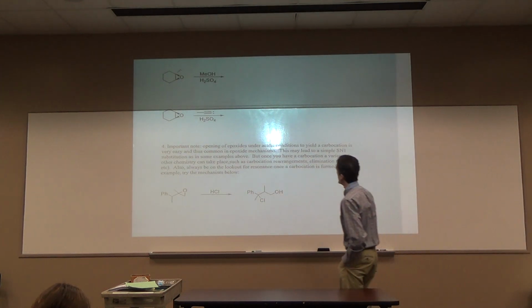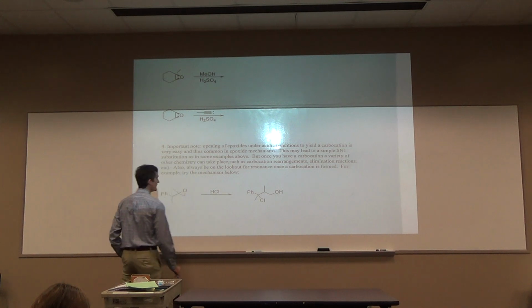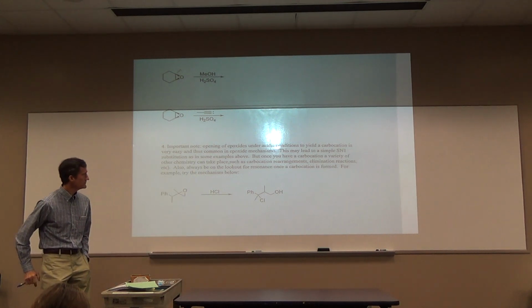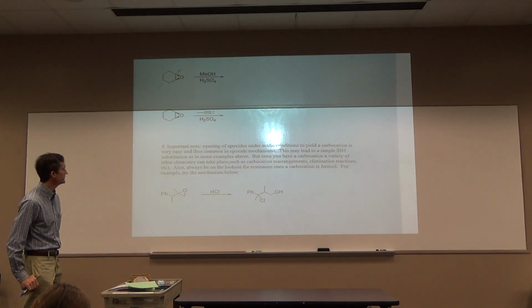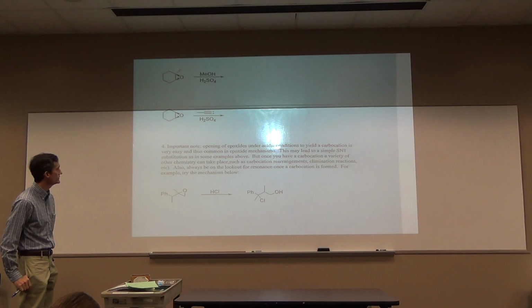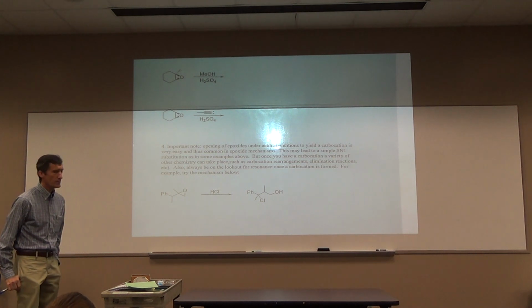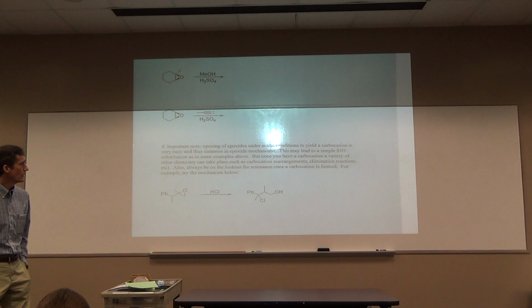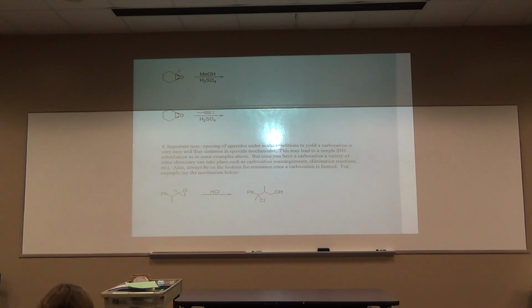Mechanisms. Important note: opening of epoxides under acidic conditions to yield a carbocation is very easy and thus common in epoxide mechanisms. This may lead to a simple SN1 substitution, as in some examples above, but once you have a carbocation, a variety of other chemistry can take place, such as what? What is a carbocation prone to doing? Rearranging.